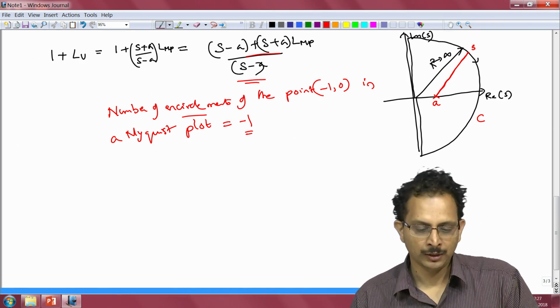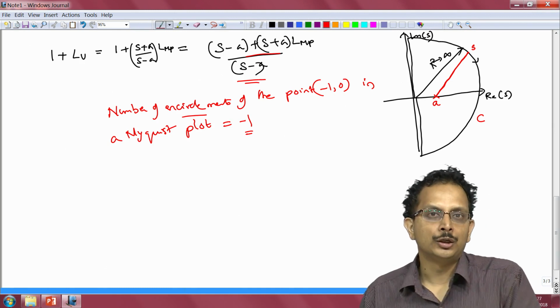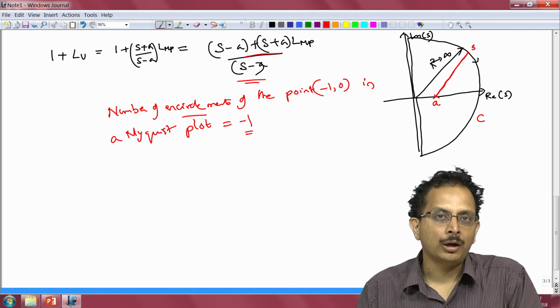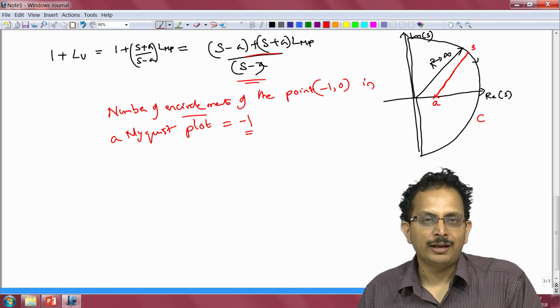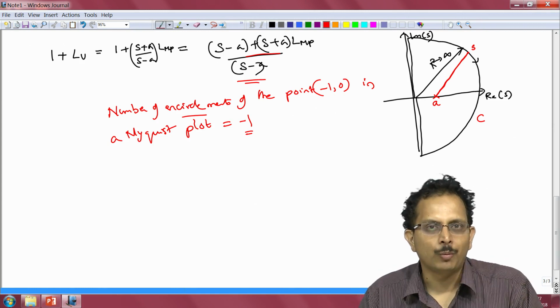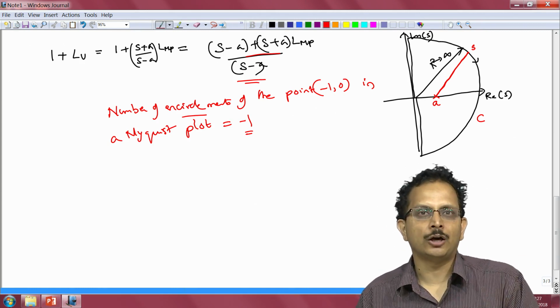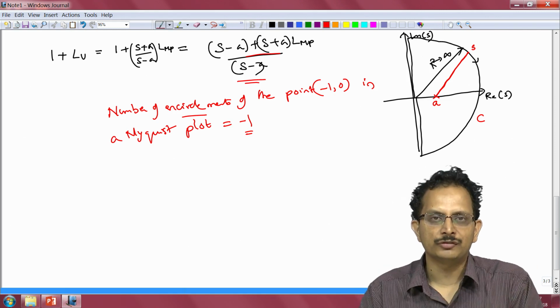So now let us return to the Bode plot that we were just looking at, where we had three particular cases. One is when the phase crossover frequencies are both greater than the gain crossover frequency.